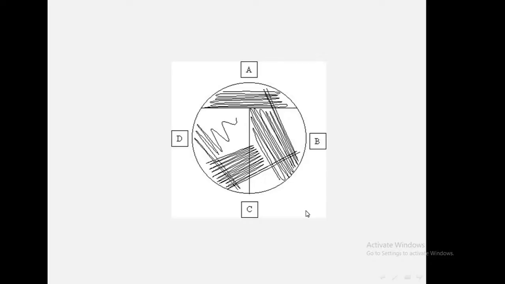See how you streak on that agar plate. A straight line, A to B, then B to C straight line, C to D straight line, and in the D quadrant they are like a zigzag. So it is known as the zigzag line.